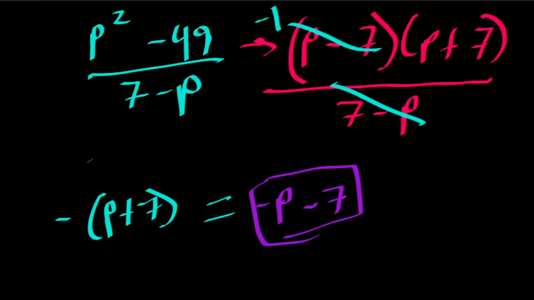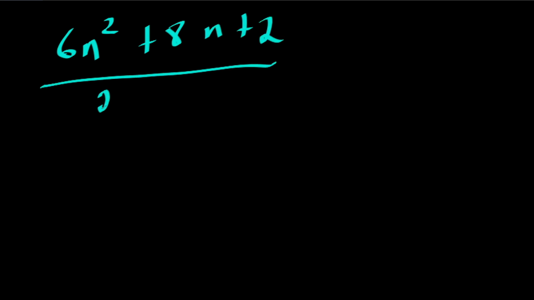So now, once again, let's continue. Let's dive into this further. And this is probably going to be one of the last few examples because this is where the factoring gets more difficult. Essentially, while you're just simplifying, the most difficult thing is when the factoring gets more difficult, to be honest. So let's look at this example. 6n squared plus 8n plus 2 all over 2n squared minus 2.